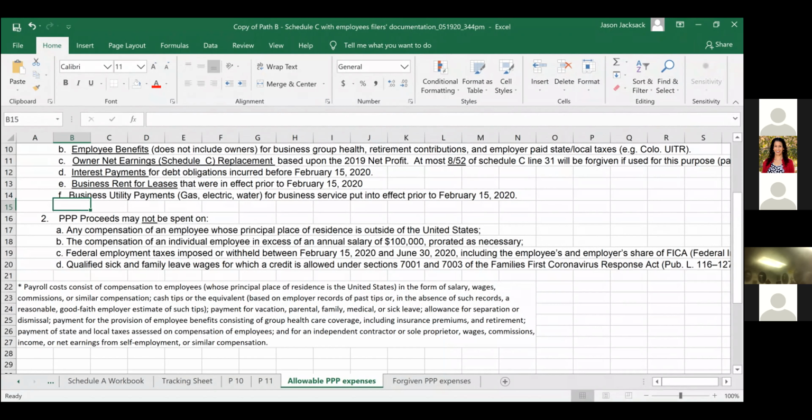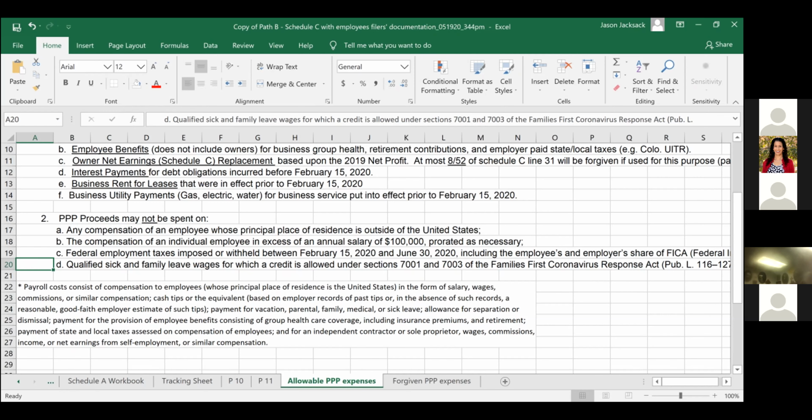If you look under number two, I drafted up number two. I pulled it directly from the guidance from the Treasury. So these are things that cannot be paid. PPP proceeds may not be spent on any individuals who live outside the US, compensation of an individual employee in excess of annual salary of $100,000, federal employment taxes imposed or withheld between February 15th and June 30th, including the employee and employer's share of FICA. I'm not saying it makes sense, but that's part of the guidance. And I won't get into D because it's quite complicated and it's not something that will impact, I believe, anybody on this call or most business owners at all.